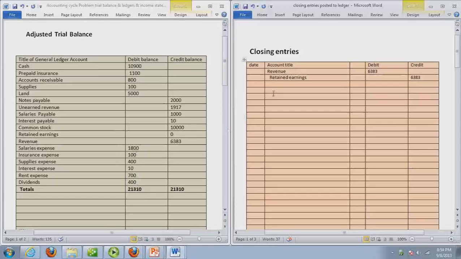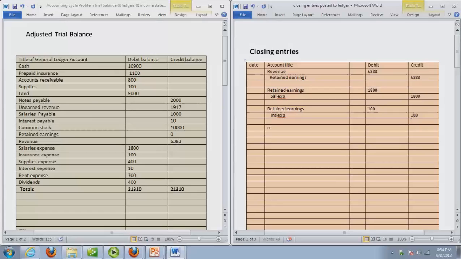The beginning part of the entry then would be to debit retained earnings and credit the appropriate expense account. So salaries is $1,800. We'll credit salaries expense for $1,800. And of course, we're only closing temporary accounts, so don't get carried away and close out liabilities. Be nice if we could. Okay, we debit retained earnings for $100. This has to do with insurance expense.